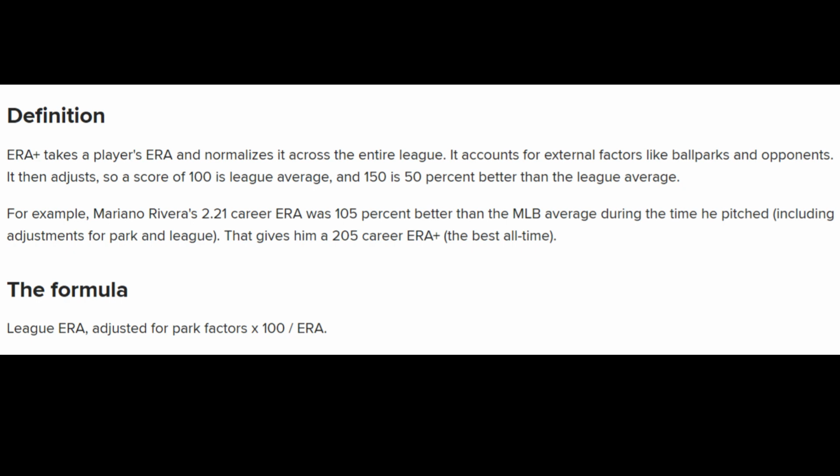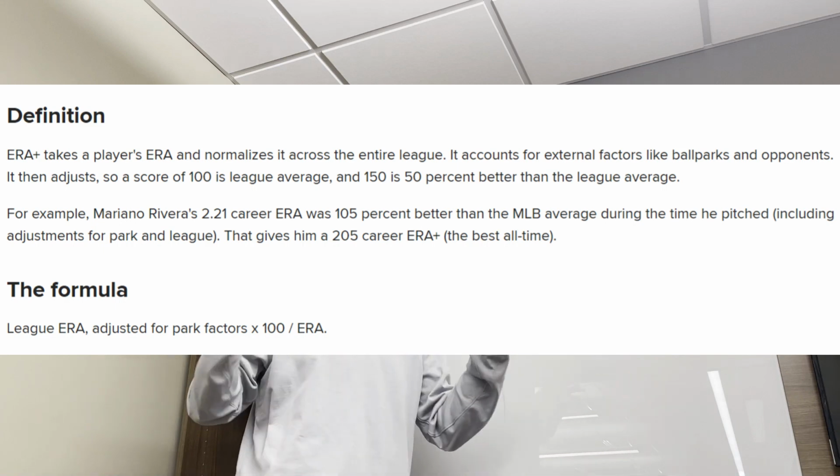So what it says is certain pitchers have more of an advantage because they pitch in more pitcher-friendly ballparks than other pitchers. But what ERA+ attempts to do is act like every single pitcher is pitching on the same field in the same stadium every single night. And what it does is it normalizes every pitcher's ERA across the entire league to where 100 is a league average. So if you see somebody has an ERA+ of 150, it means they have an ERA 50% better than the league average, as if they were all pitching in the same ballpark.